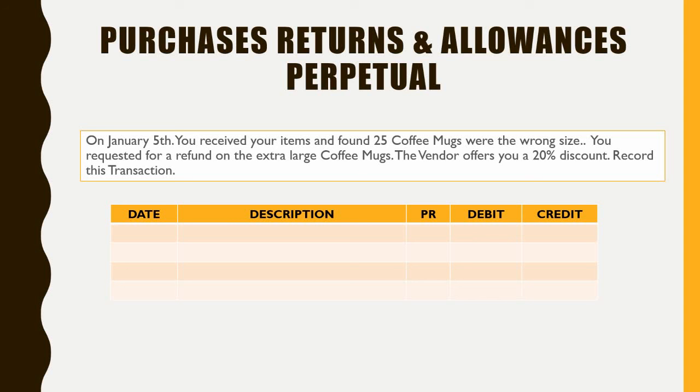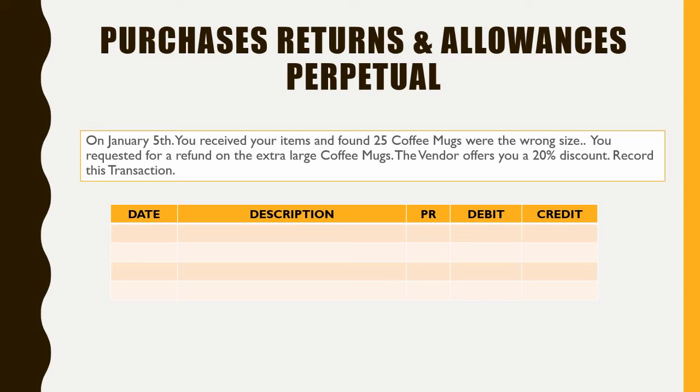Because here we're trying to return them, but at the end of the day, the vendor is right. We can choose to accept it, or we say, no, I want my money back. I want these exact cups. So in this case, the vendor is going to give you some kind of discount to make up for their mistake. So they give you a 20% discount and you accept it.